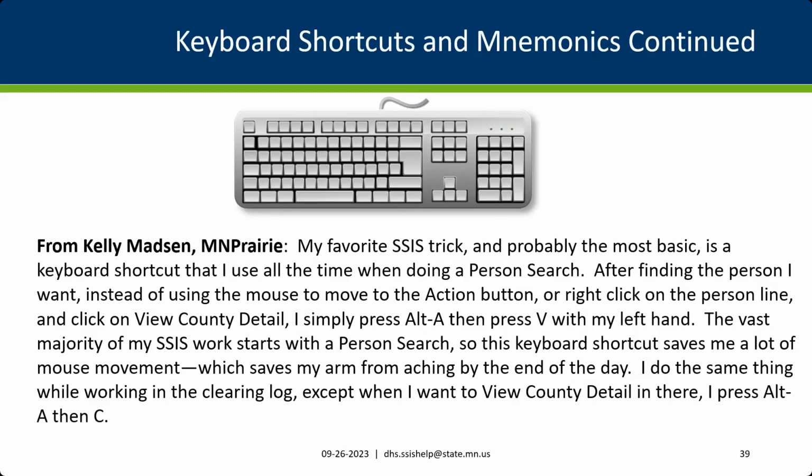After finding the person, instead of using the mouse to move to the action button or right click on the person line and click to view the county detail, she just simply presses Alt, A, and then V with her left hand, and that'll bring the view county detail up versus using that right click and then view county detail in the menu.